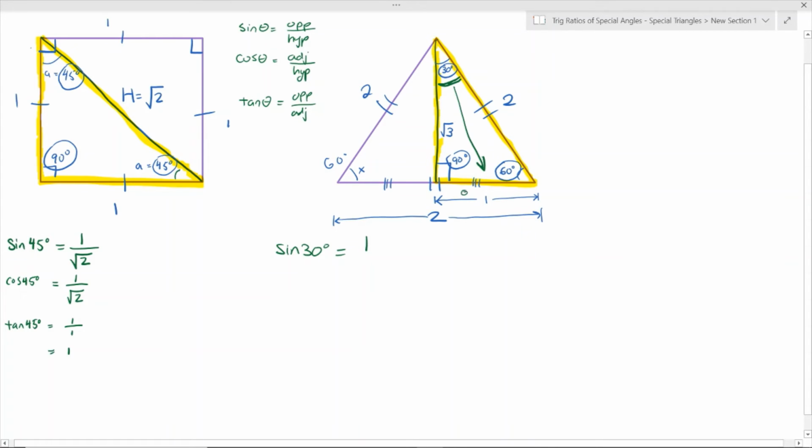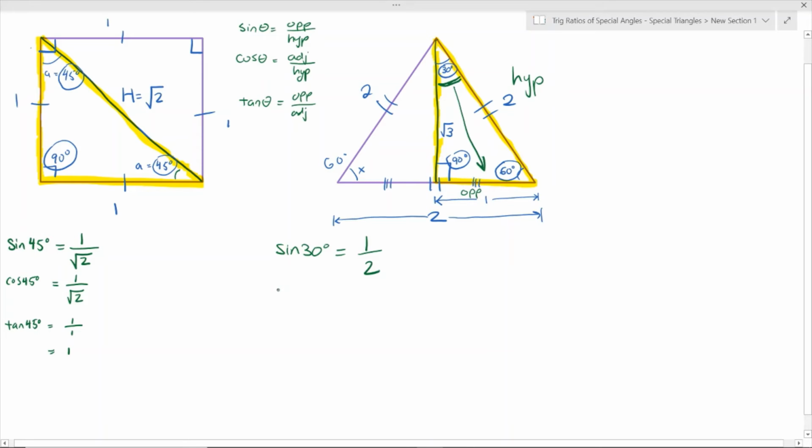So this is opposite, and we need the opposite side because we need to find opposite over hypotenuse, as shown for sine theta. Now the hypotenuse is this 2 right here. This side is the longest side, and it's opposite to the right angle, so that means this side is the hypotenuse. So our hypotenuse is 2, so 1 over 2: opposite 1 over hypotenuse 2 for 30 degrees.